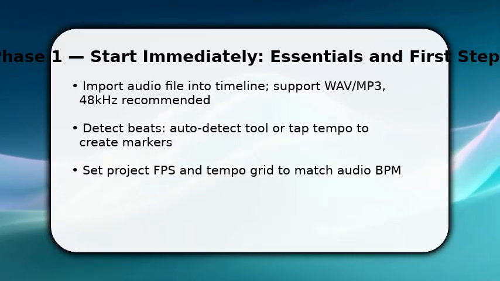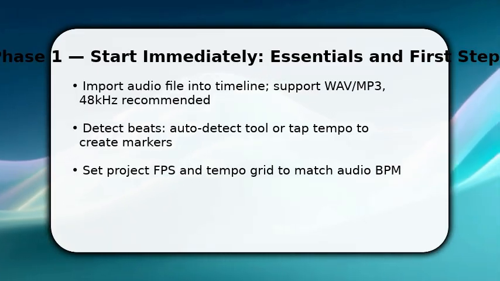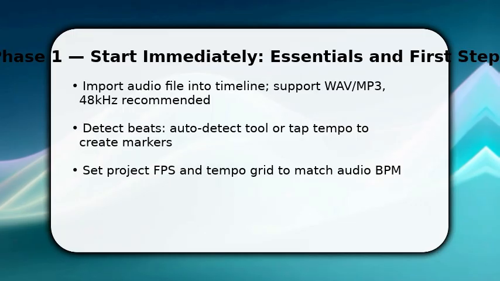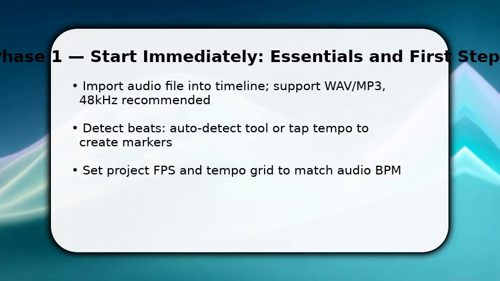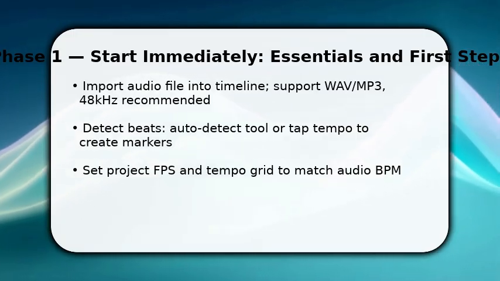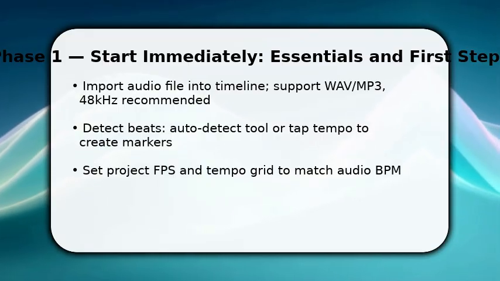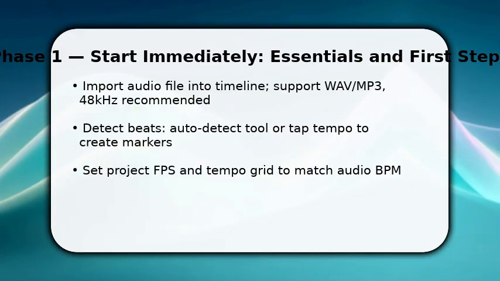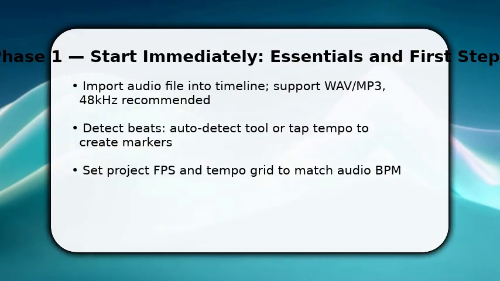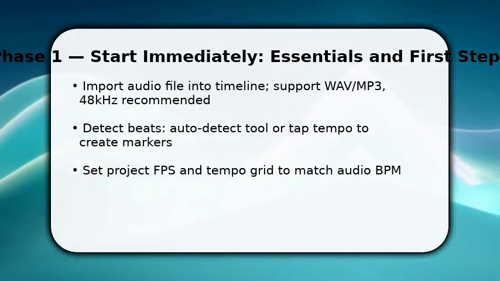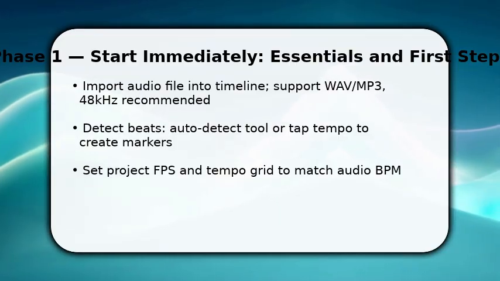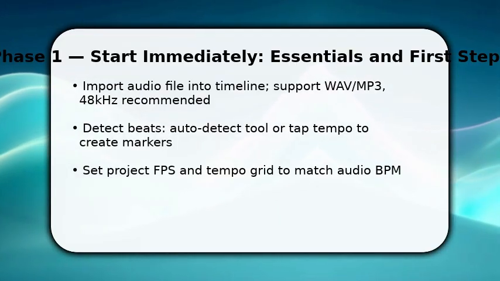You start by importing the master audio and analyzing its beats. Do this now. Use an automatic beat detect or tap tempo to place markers on strong beats, then set your project FPS and tempo grid to match the detected BPM. Once done, create frame-accurate markers at downbeats and transitions so you can snap animation keys. This ensures actions will lock to musical events.